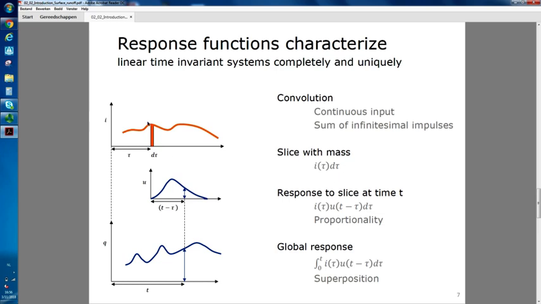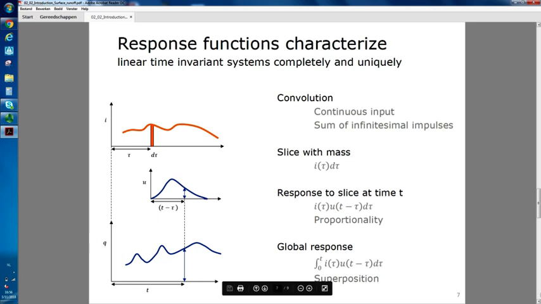And we know that this impulse has a certain response. And if we account for the amount of input that we have by applying proportionality, we actually get this response. Now, we don't have one impulse, we have all of the impulses after one another. So if we want to know the global response, we apply superposition, and then we get our integral, which is called the convolution integral. This is what we will be using when we apply the unit hydrograph.